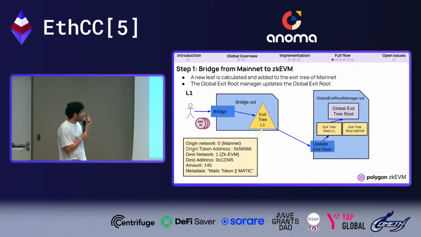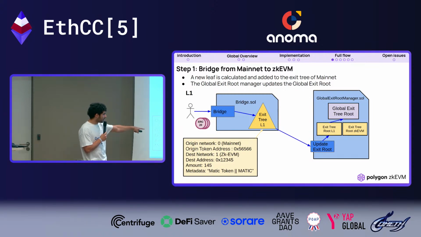Okay, so this is the flow. I will do two flows, from mainnet to zkEVM and the other way around. Maybe with this it will all be clear. So let's start. Let's have a user that wants to bridge something to the zkEVM. The user will call the bridge function. A new leaf like this will be created, with origin network and destination network, as you see. For example, he's bridging Matic, so the metadata will be the Matic token, because a new wrapped token will be created in the zkEVM. This will update the exit tree of layer 1, which will also update the global exit tree root. So we have the global exit tree root containing this information.